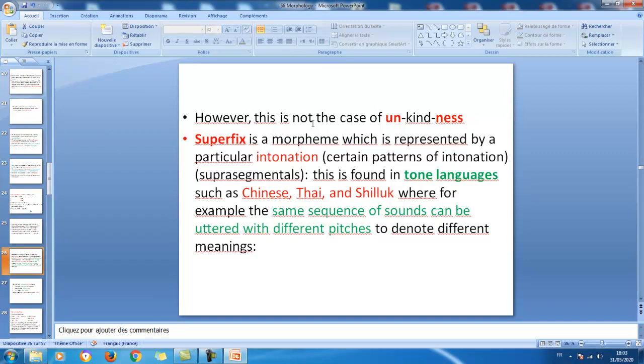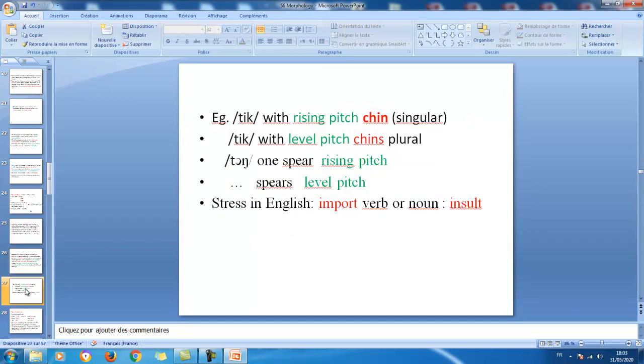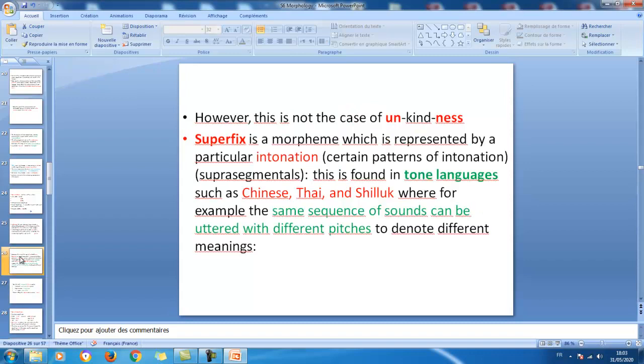However, this is not the case of an, kein, nes. We cannot say that an and nes go together. They don't form the same morpheme. But an is a separate morpheme from nes here. There are two distinct morphemes here. It's not the kind of what we call circumfix, the type of circumfix that we talked about. Okay?